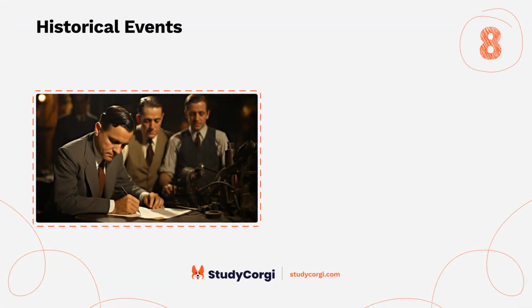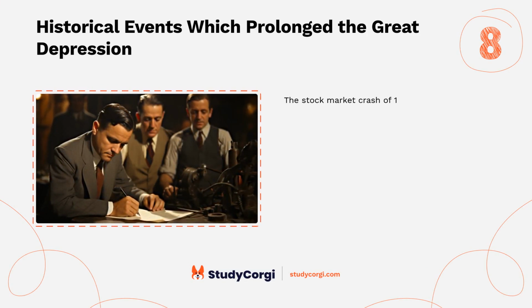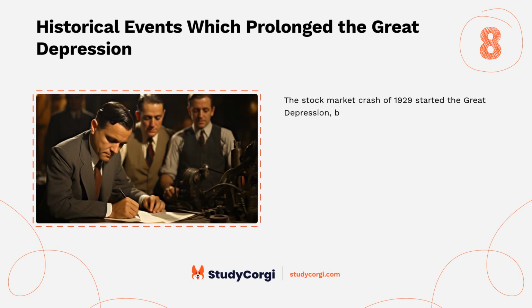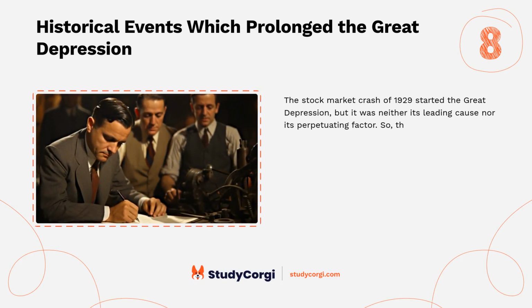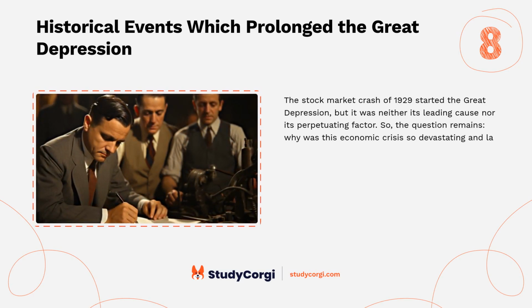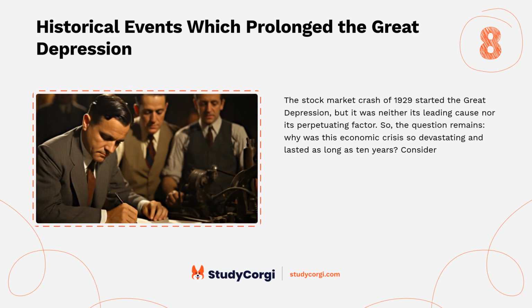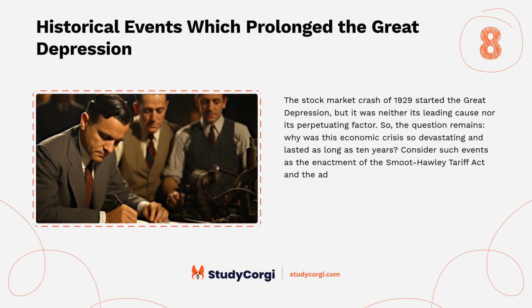Historical events which prolonged the Great Depression. The stock market crash of 1929 started the Great Depression, but it was neither its leading cause nor its perpetuating factor. So, the question remains, why was this economic crisis so devastating and lasted as long as 10 years? Consider such events as the enactment of the Smoot-Hawley Tariff Act and the adoption of the gold standard.